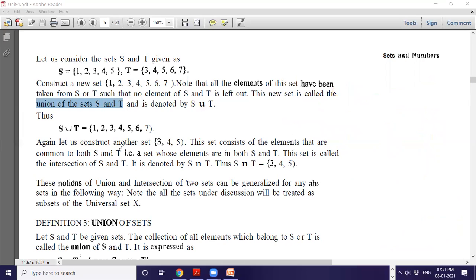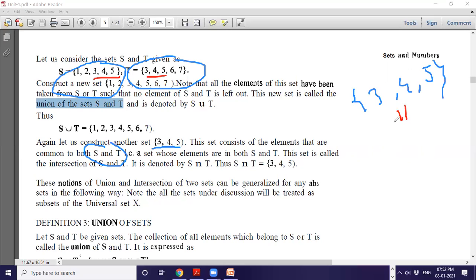So again, let us consider another set {3, 4, 5}. This set consists of elements that are common to both S and T. According to the example given here, we made one more set in which we have 3, 4, 5. Now, if you look at the sets carefully, you will find that 3, 4, 5 are present in both the sets. So this is actually common, and the operation by which we find this is known as intersection.